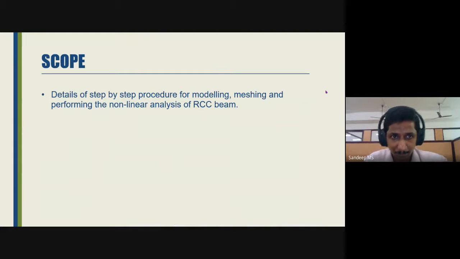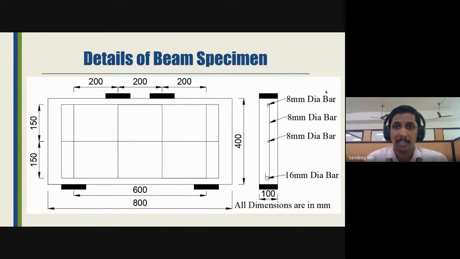The scope of today's presentation will be to give a detailed explanation of the step-by-step procedure for modeling, meshing, as well as performing the nonlinear analysis of RCC beams in ANSYS APDL. I will be taking an example problem and demonstrating how you can conduct this nonlinear analysis. For that, I have taken a sample specimen of a deep beam, and the dimensions of this beam are as shown in this figure.